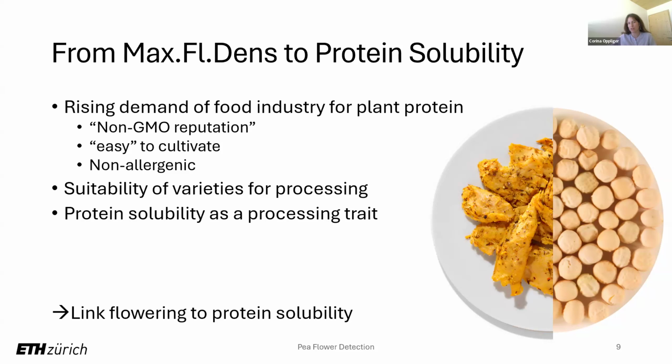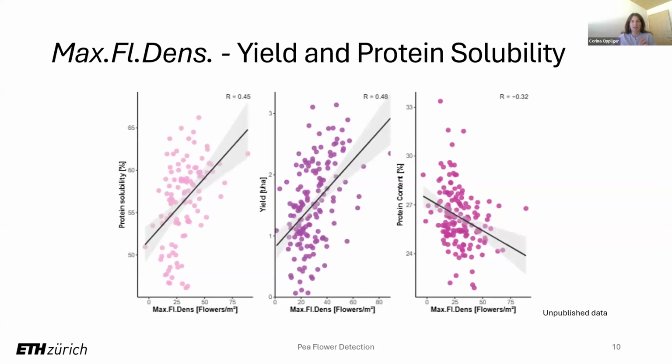So we tested 110 genotypes for protein solubility. And the results of these additional 2 years were very promising. We found correlations of yield, protein content, and protein solubility with this maximum flower density. And to our surprise, the yield correlation and the protein correlation are probably more obvious, but the correlation with protein solubility is a very nice finding.